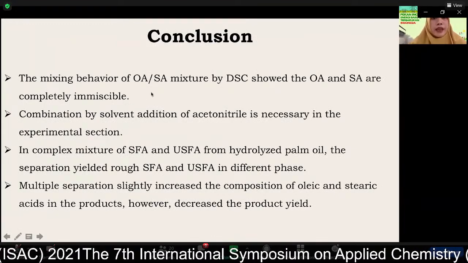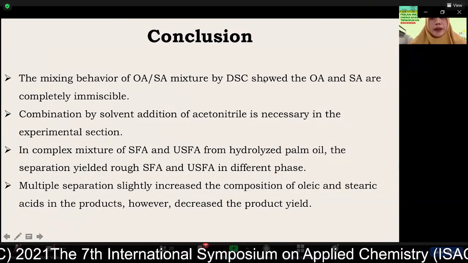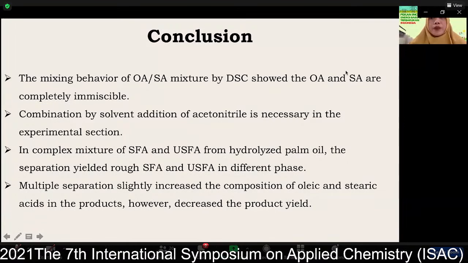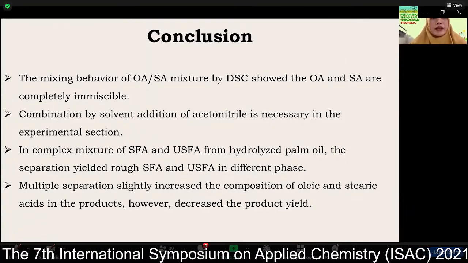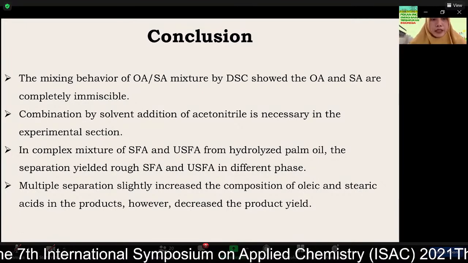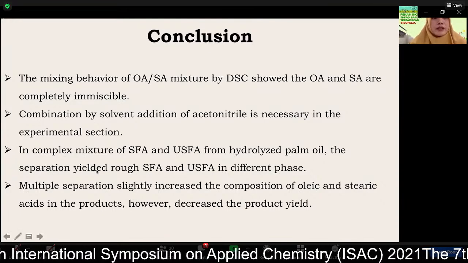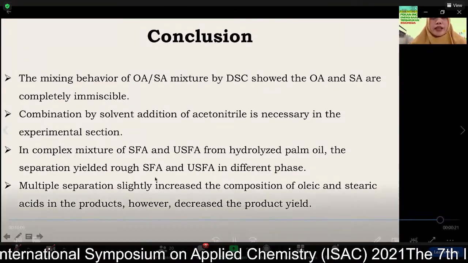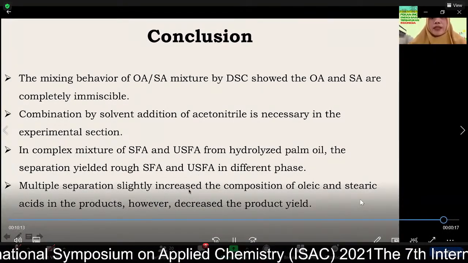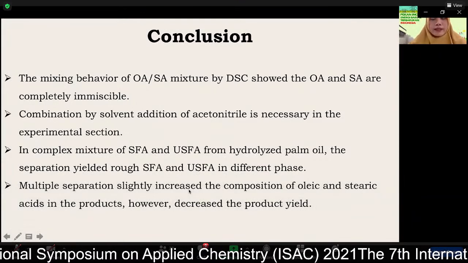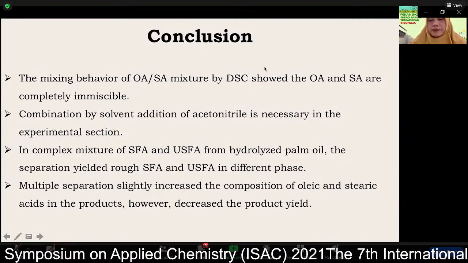In the conclusion, the mixing behavior of the oleic acid and stearic acid mixture by the AC showed that OA and SA are completely immiscible, and a combination is needed by solvent addition in the experimental section. In a complex mixture, the separation yields rough SFA and USFA, and multiple separation actually increases the composition of oleic and stearic acid in the product, however, it decreases the product yield.